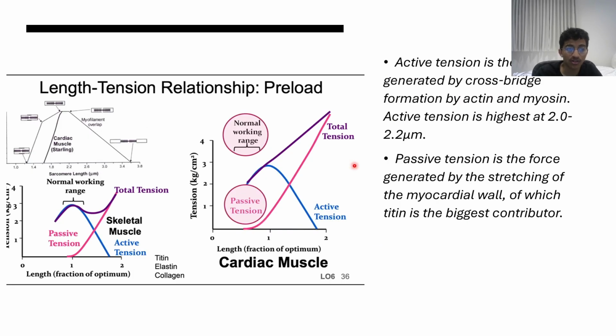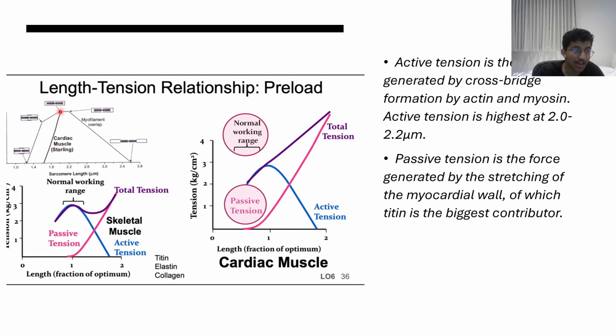Okay, now let's talk about tension. Active tension is the force generated by cross-bridge formation by actin myosin. If you notice here, there is no active tension. There is no cross-bridge formation. The more cross-bridge formation you have, the more active tension you'll have. Look, it increases right at this point. At this point, you have the maximum cross-bridge formation. You can't have more cross-bridge formation than that.